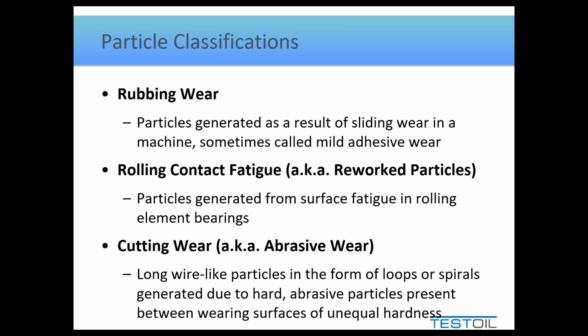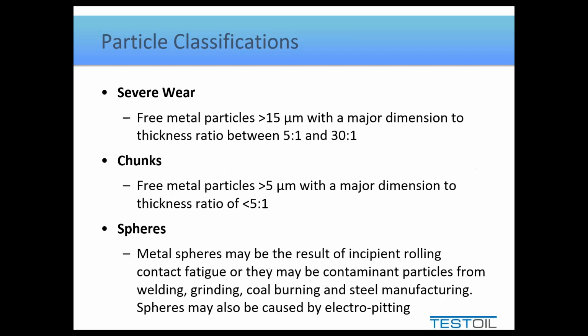So cutting wear is usually what some people would call 3-body abrasive wear. That's never a good thing. Severe wear is a category that means the particle doesn't fall into the first 3 categories, but is still fairly large and has a particularly long, skinny ratio dimensionally. Chunks is the honest to goodness ASTM category for the fifth one, meaning it didn't fit into the first four. If it's any metal chunk that doesn't fit into the first four categories, you just automatically call it a chunk.